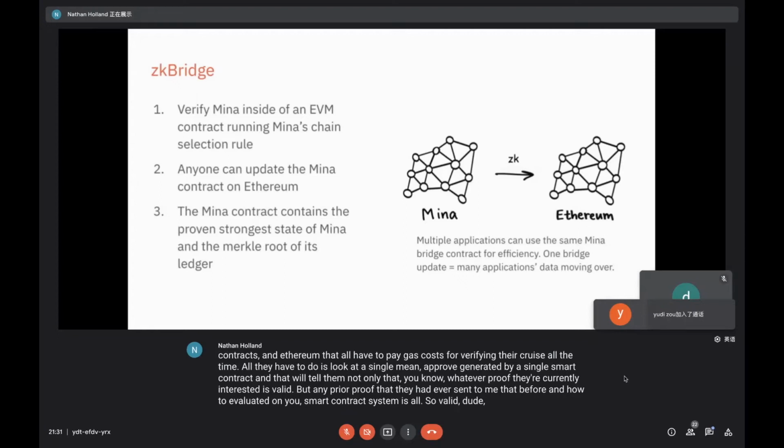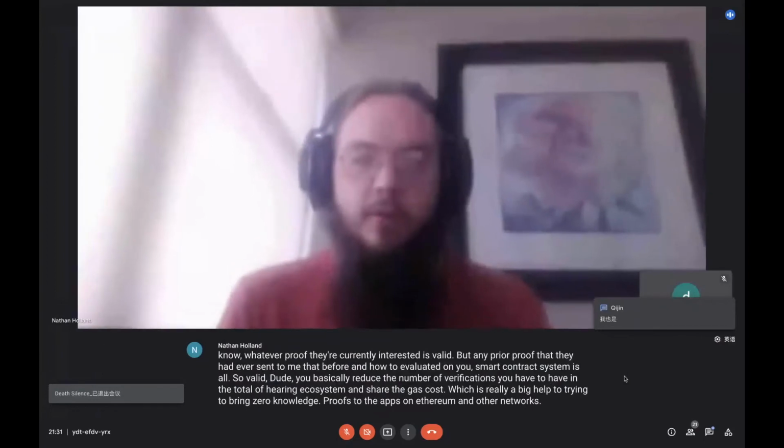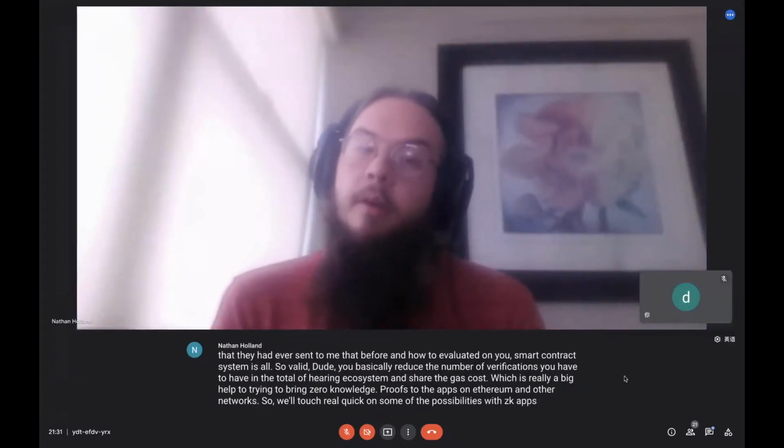You basically reduce the number of verifications you have to have in the total Ethereum ecosystem and can share the gas cost, which is really, I think, a big help to trying to bring zero-knowledge proofs to DApps on Ethereum and other networks. So we'll touch real quick on some of the possibilities with ZK apps on Ethereum.